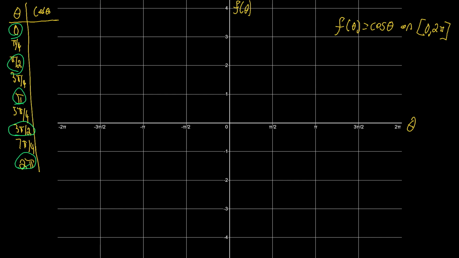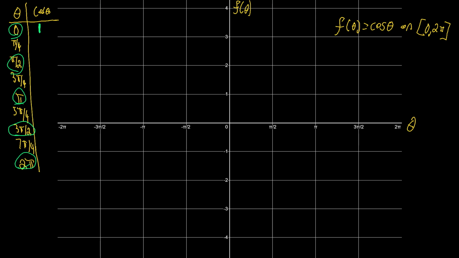So cosine is the x coordinate this time. So cosine of 0 is 1. The first coordinate is 1, 0 over here on the unit circle, not on this graph. This graph is labeled different. This graph is a theta, f of theta graph. Your unit circle is an x, y graph. Please keep that in mind.